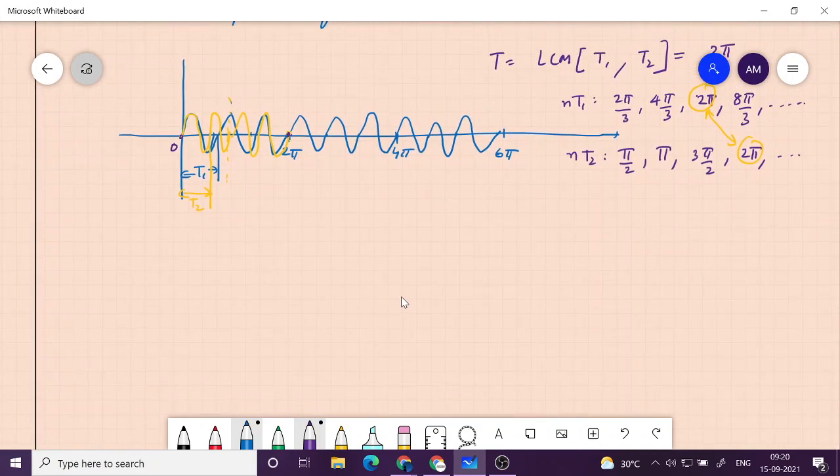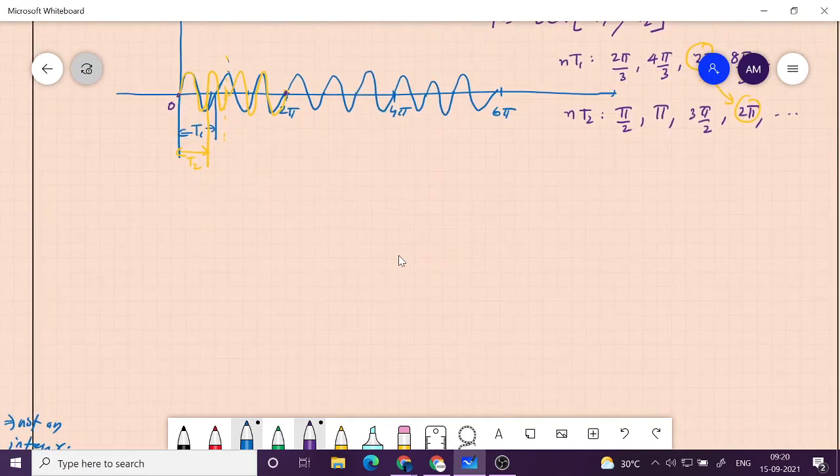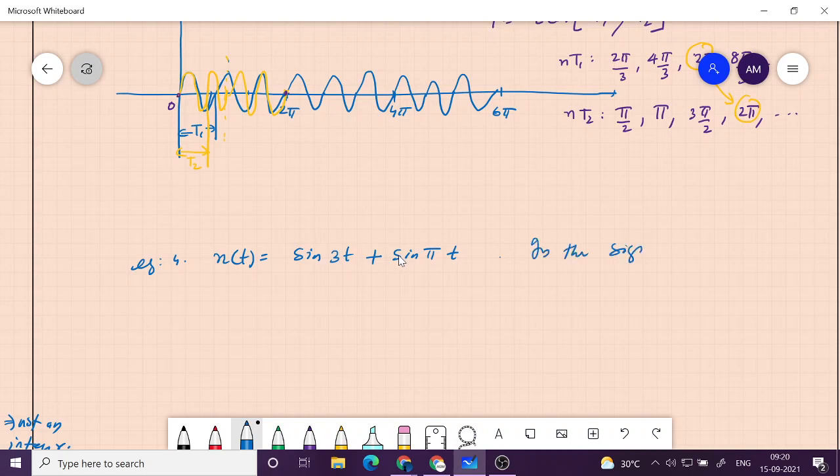Now one thing you need to be careful about is another example, example number 4, say x of t is equal to sine 3t plus sine pi t. The question is, is the signal periodic? Not can the signal be periodic, is the signal periodic? Because I have given omega 1 and omega 2 in the expression.